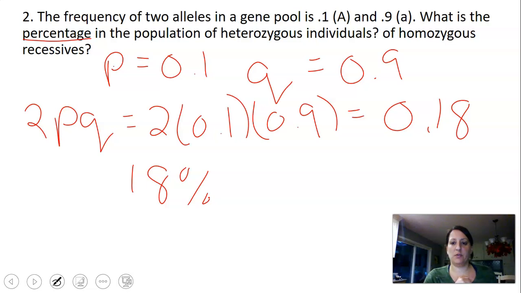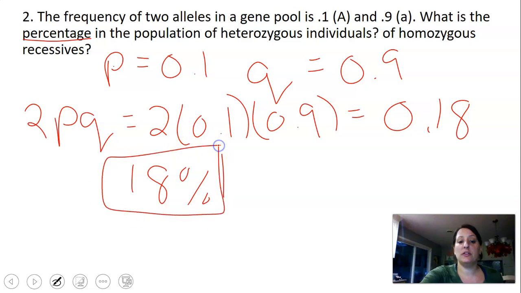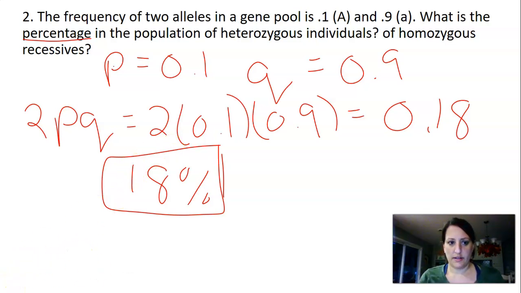Okay, so there's the first part of the question. Remember when you're doing these genetics problems, make sure that you box in your answer so that I don't have to search for it. I can just kind of check it. The next part of the question is, what is the percentage in the population that is homozygous recessive? Same P and Q values.